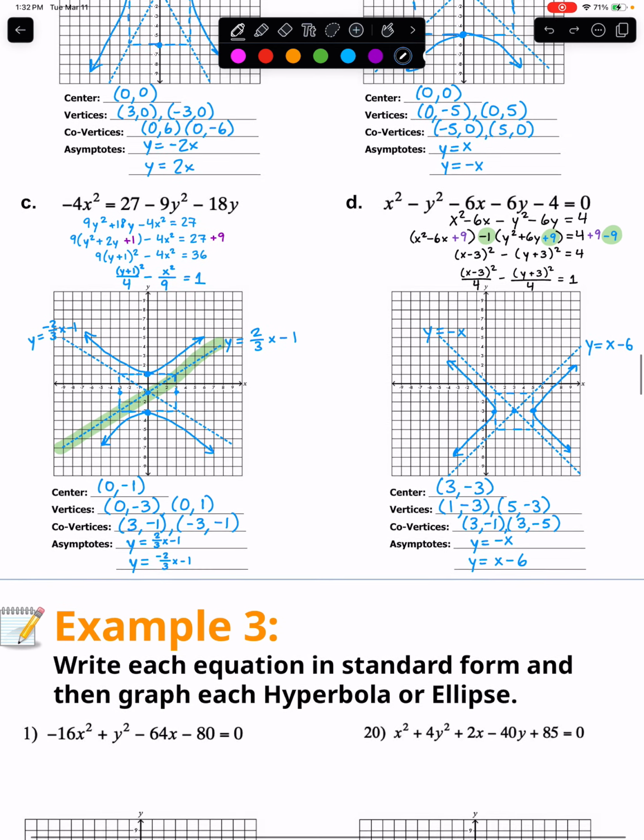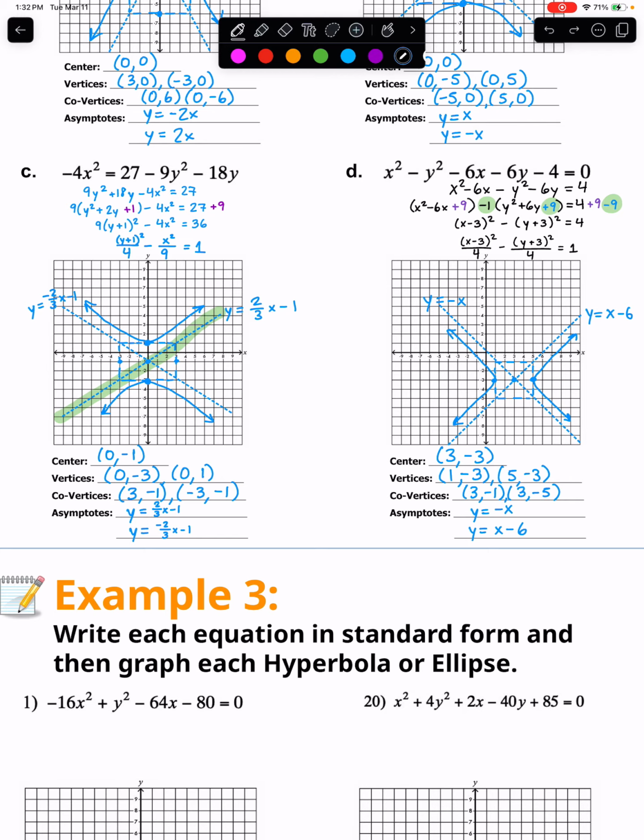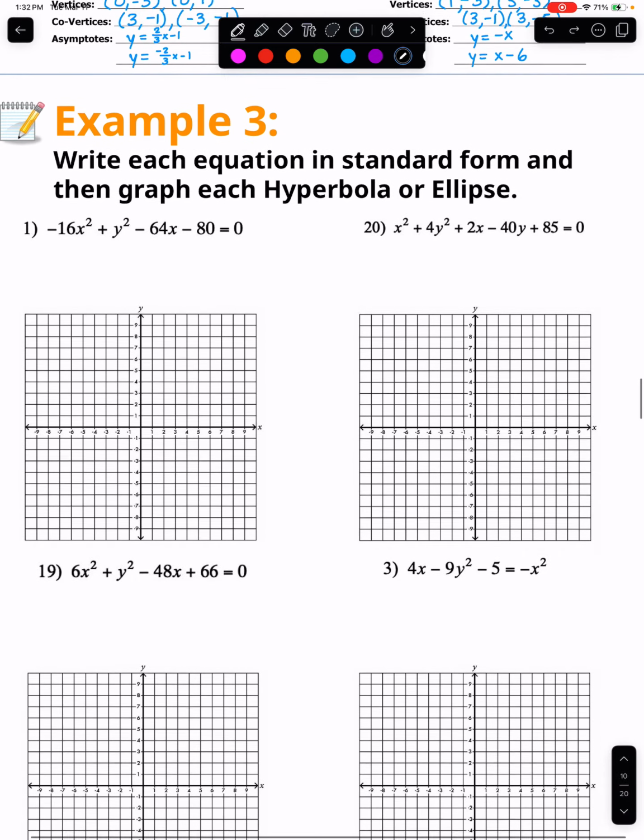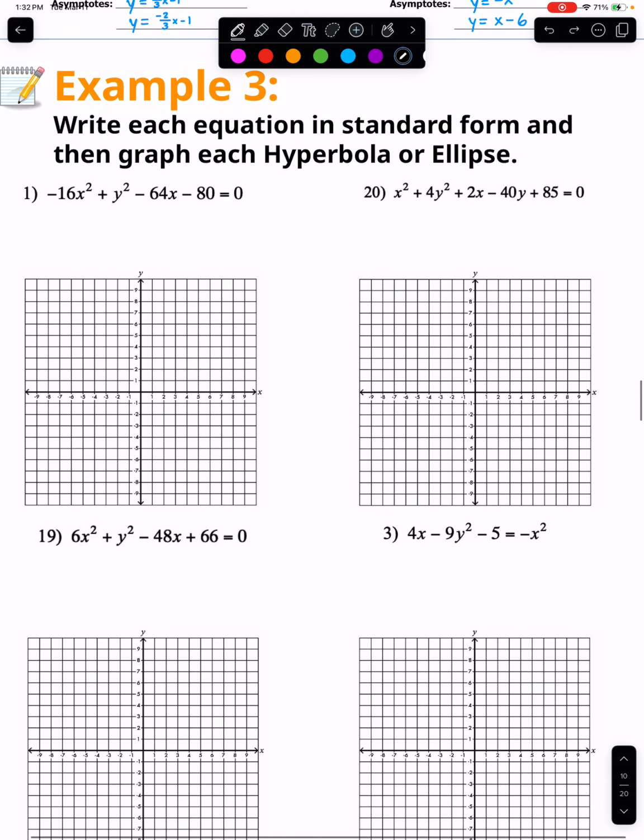Okay, example 3 coming up. We are going to have you do each of these. So let's grab one of these and practice. Notice I didn't tell you what it is, ellipse or hyperbola.